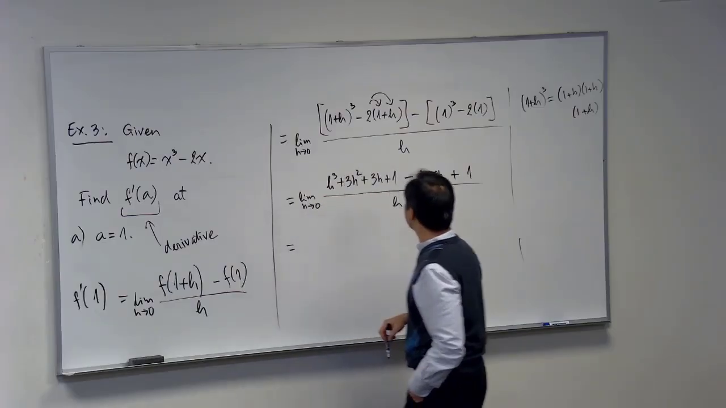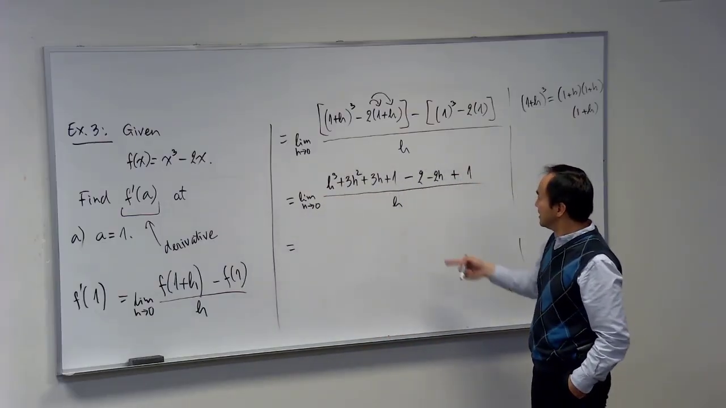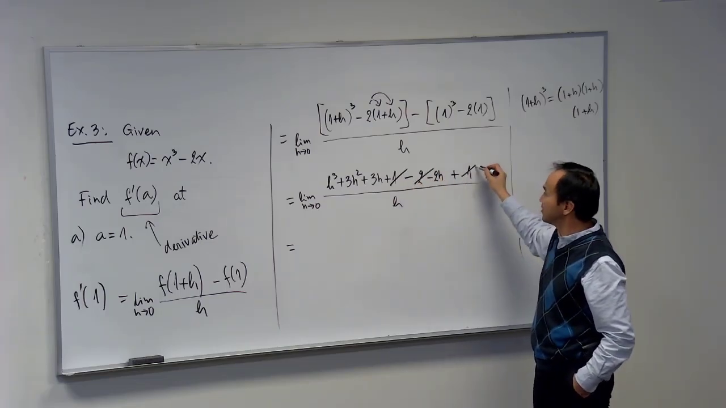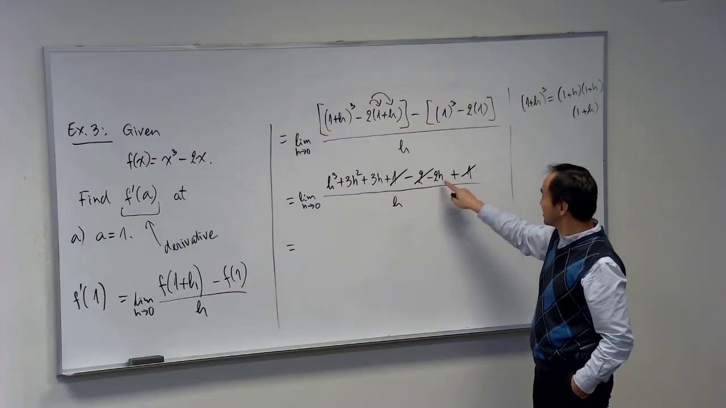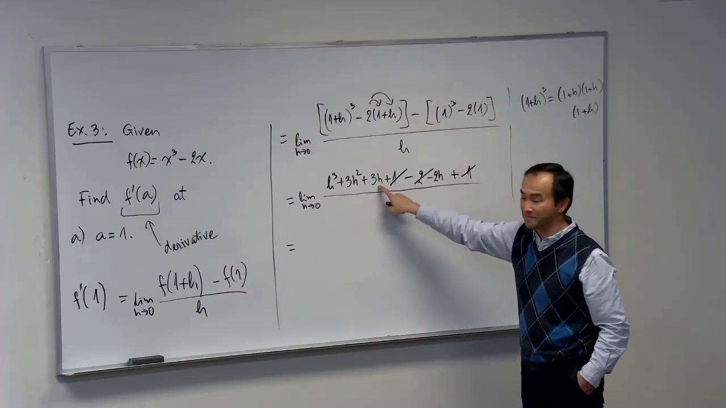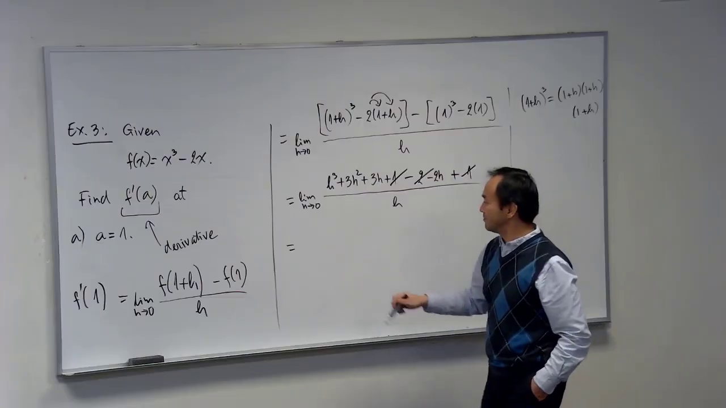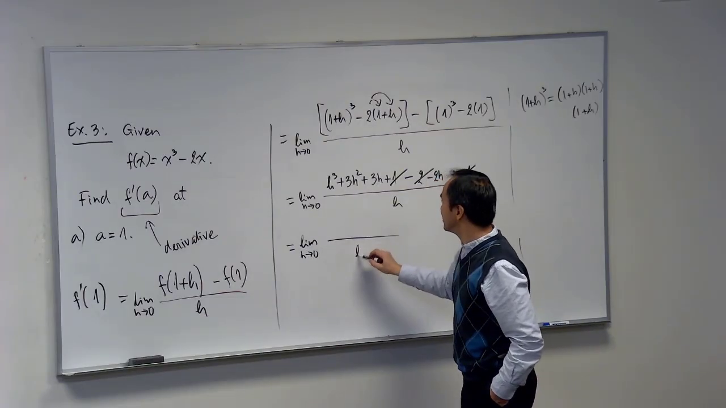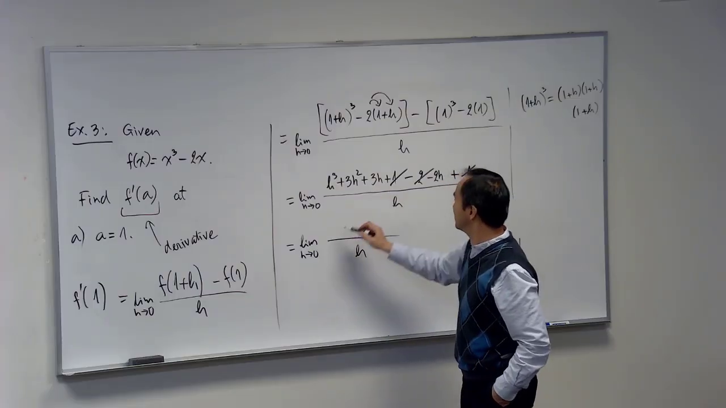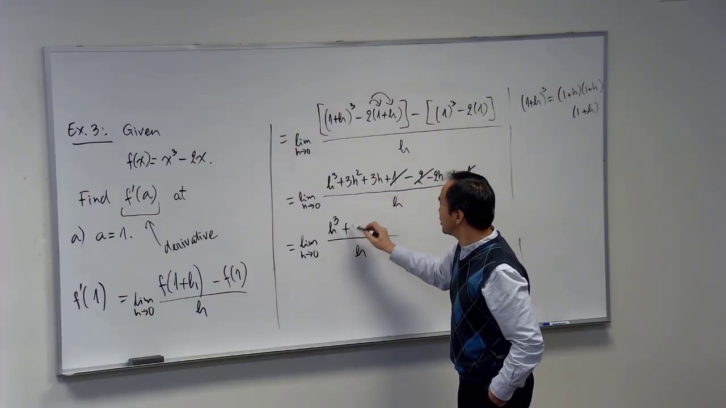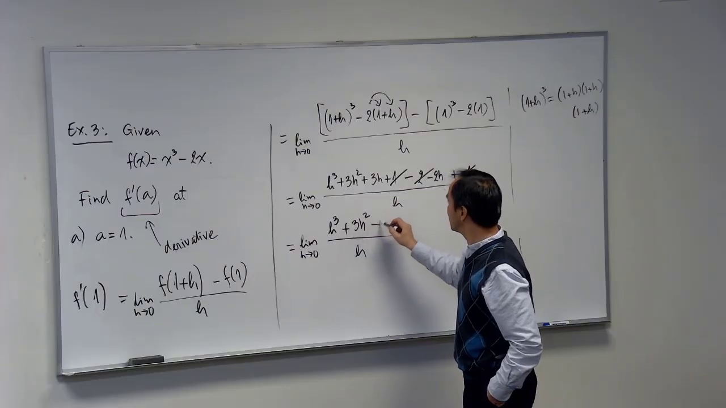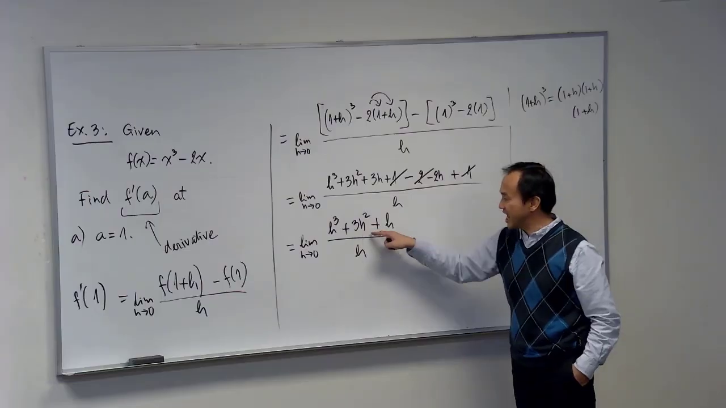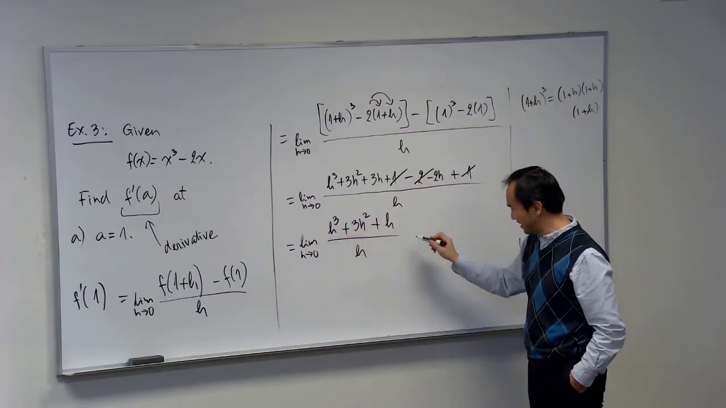So now lots of cancellation will happen. The 1 cancels with the 1 right here. We got some like terms to combine. So I'm looking at the limit as h goes to 0, with h in the denominator. Combining like terms, the first term is h cubed, 3h squared, plus h right here. And I realize there's a common factor h throughout the 3 terms in the numerator, so I'm going to factor it out.